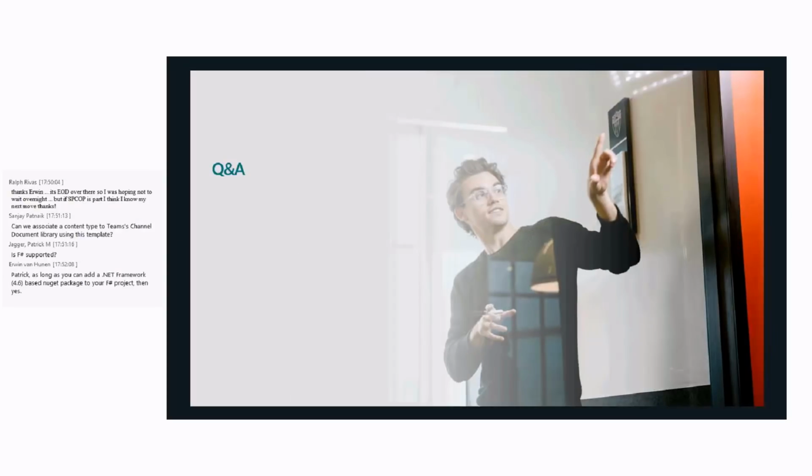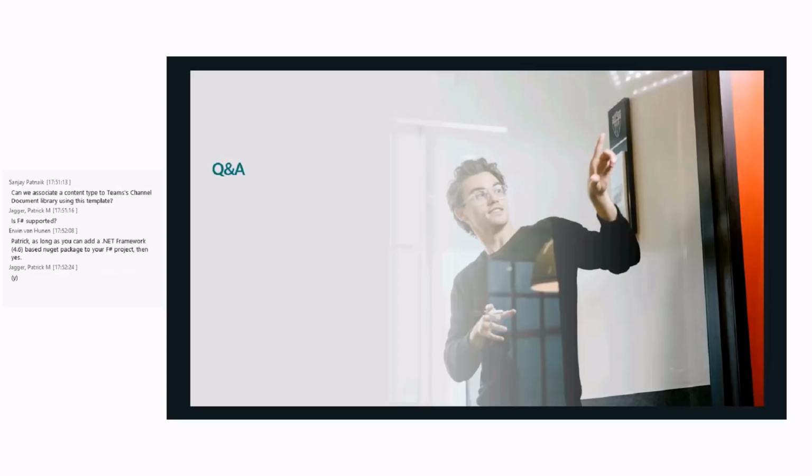Sunny J is asking, can we associate content type to Teams channel document library using this template? Yes. Just to clarify, the document library which you see in Teams is actually a SharePoint site document library. So there is a SharePoint site behind the scenes, and technically you can associate a content type on the document library behind the Teams channel. Now, should you do that, and for example, require metadata and all of that, that's debatable. That's a separate discussion. Technically, yes, that is absolutely doable.